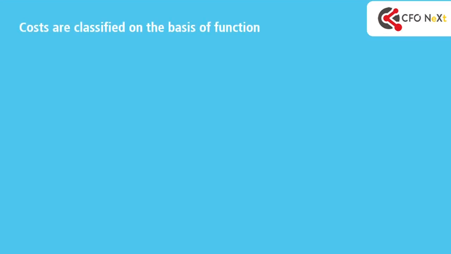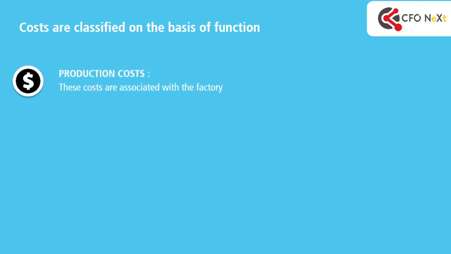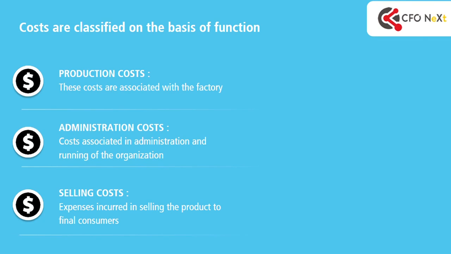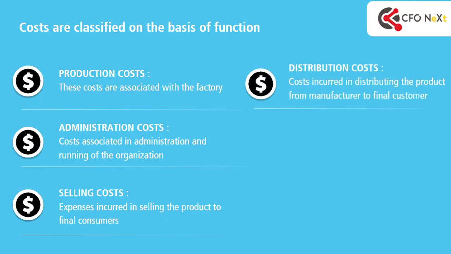Costs are also classified on the basis of function. Production costs include costs involved in producing the goods. These costs are associated with the factory. Administration costs include costs that are involved in the administration and running of the organization. Selling costs include expenses incurred in selling the product to the final consumers. Distribution costs include indirect costs incurred while distributing the product from the manufacturing site to the final customer.